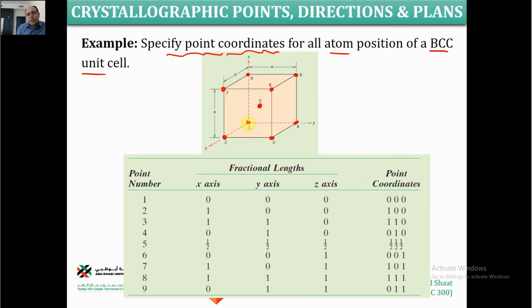So if I ask you to define the coordinates of this point 1, this atom 1, it is required to find the point coordinates of all atom positions within the BCC crystal structure.